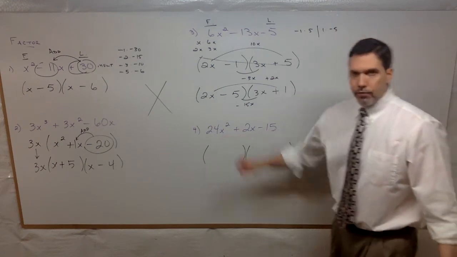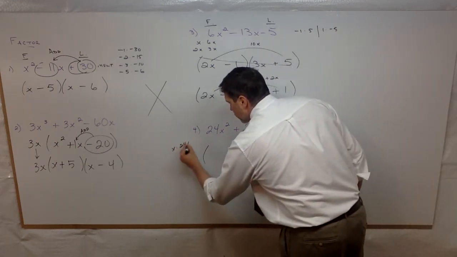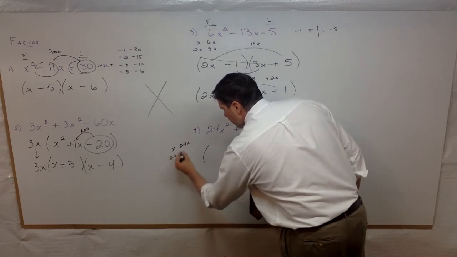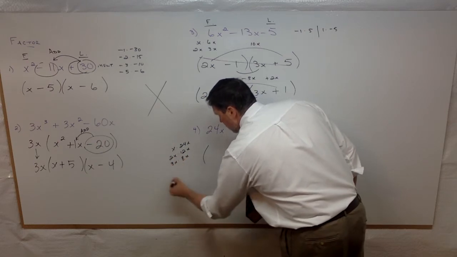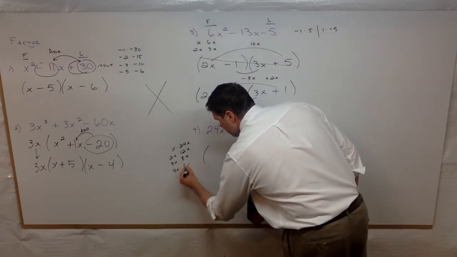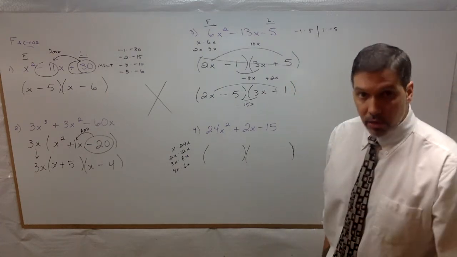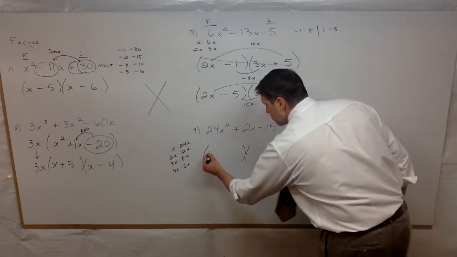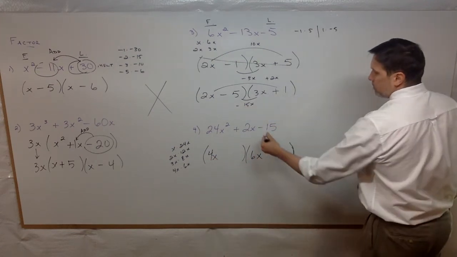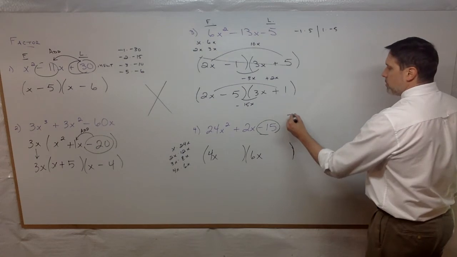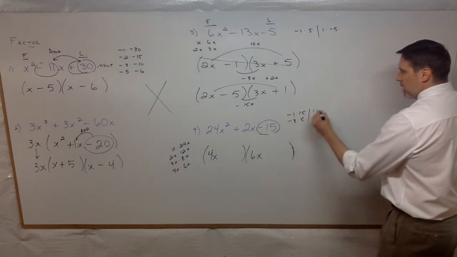What are the possibilities for 24x squared? Well, you got x and 24x, that's for sure. You got 2x and 12x. You got 3x and 8x. And you got 4x and 6x. Again, it's been my experience that the factors that are closest together tend to work. So I'm going to try 4x and 6x. Okay, same thing with the negative 15. You got options here. That's negative 1 and 15, negative 3 and 5, and of course the opposites.